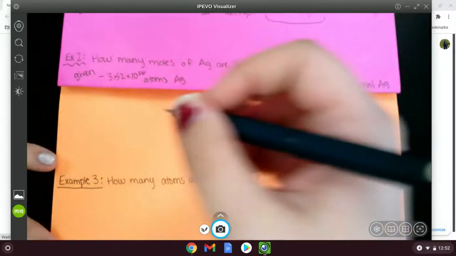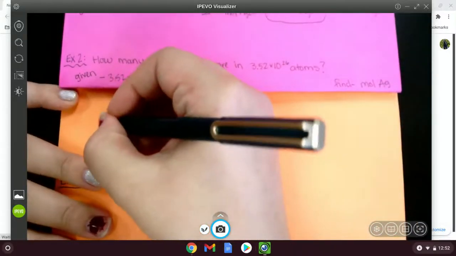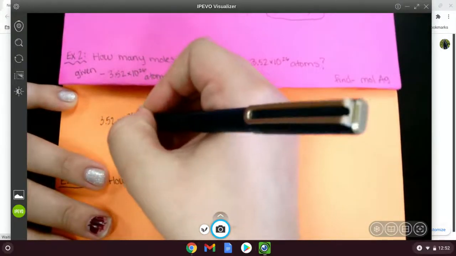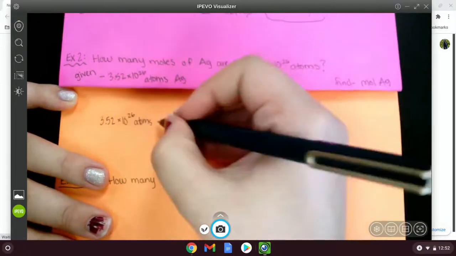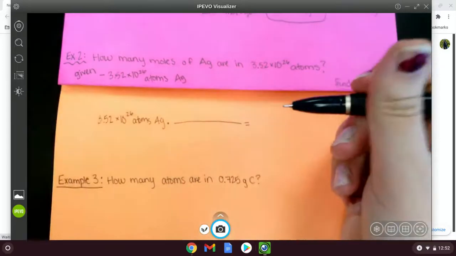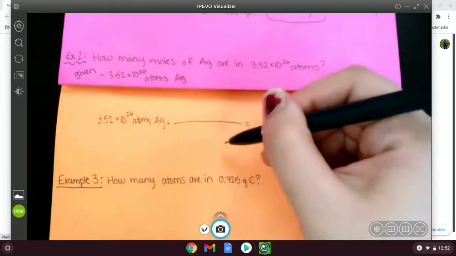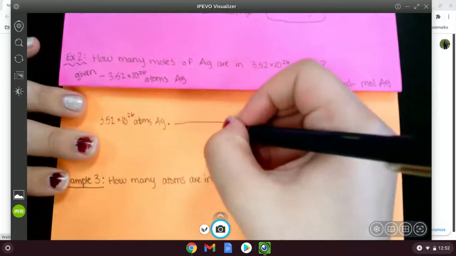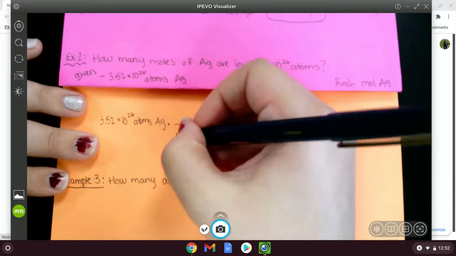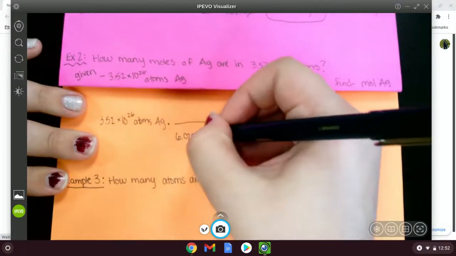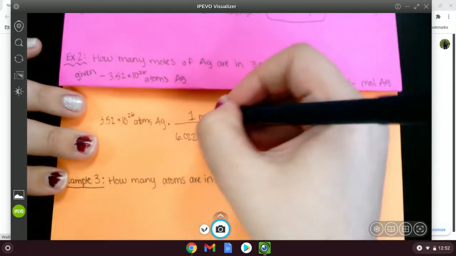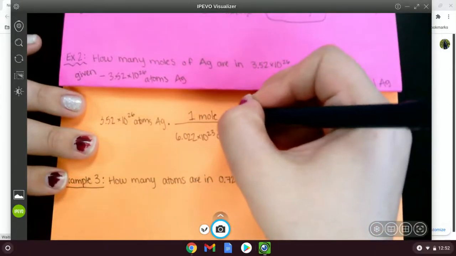Again, remember to always start with what you're given. So I'm going to start with my 3.52 times 10 to the 26 atoms of silver, a dot and a line. My atoms of silver will be on the bottom because I want them to cancel out. And remember that Avogadro's number always goes with atoms. So I'm going to plug in 6.022 times 10 to the 23rd, and I'm going to put 1 mole of silver over that.